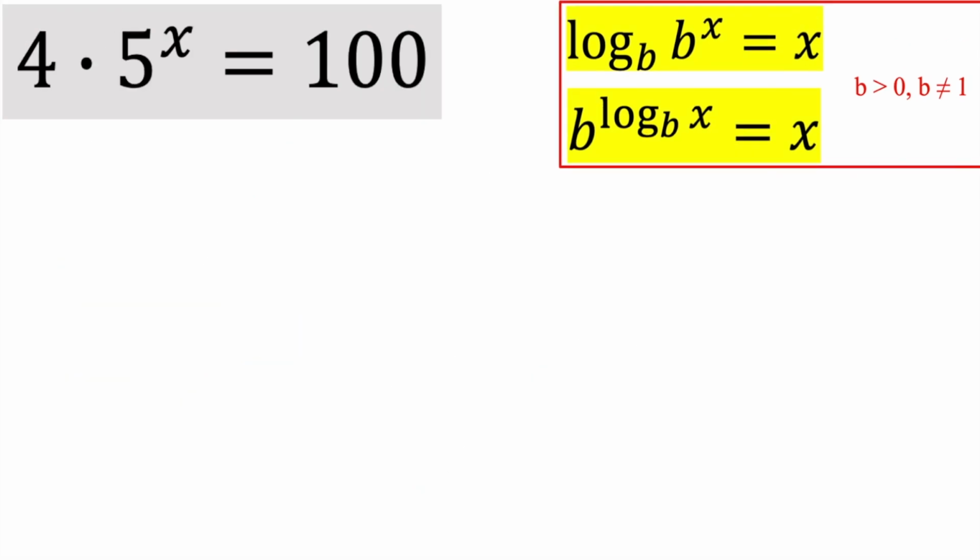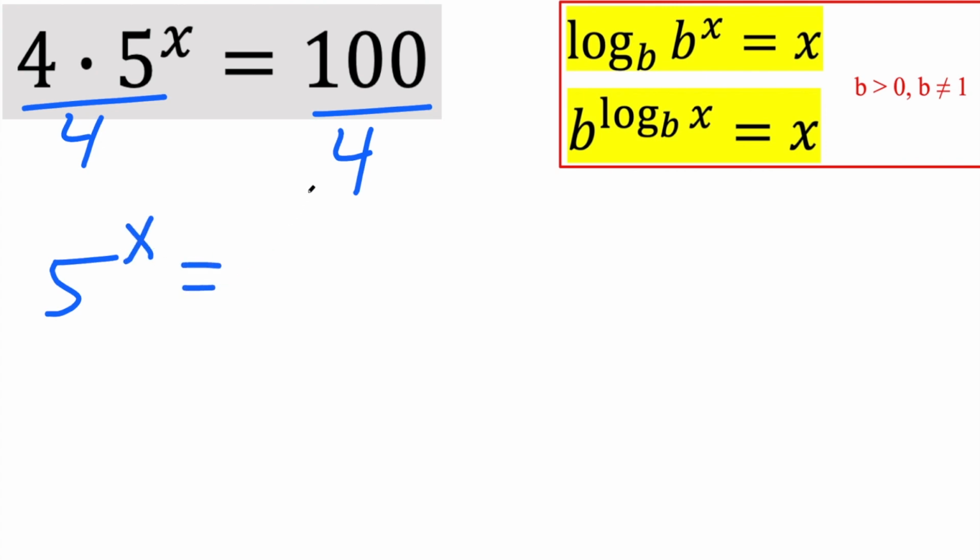Okay, this will be our second problem. I recommend pausing the video and attempting it. We have 4 times 5 raised to x, so we can get rid of the 4 in front of the 5 raised to x by dividing by 4, dividing by 4. We get 5 raised to x is equal to 100 divided by 4, which is 25.